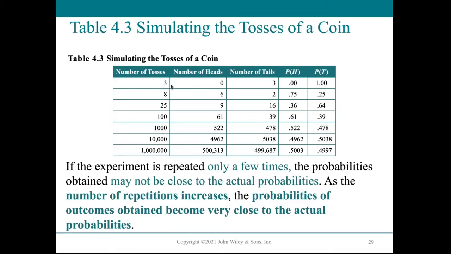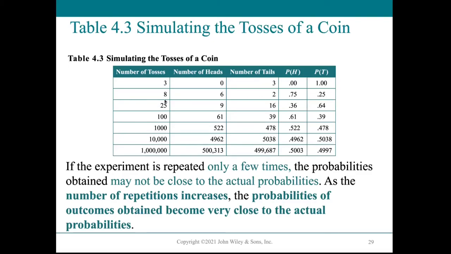So we increase the number of tosses to 8. And in another experiment, the number of heads is 6, the number of tails is 2. So now the probability of getting a head is 75%, the probability of getting a tail is 25%. So again, it's a long way off from 50-50 or 50% of each. So that is for 8 tosses.